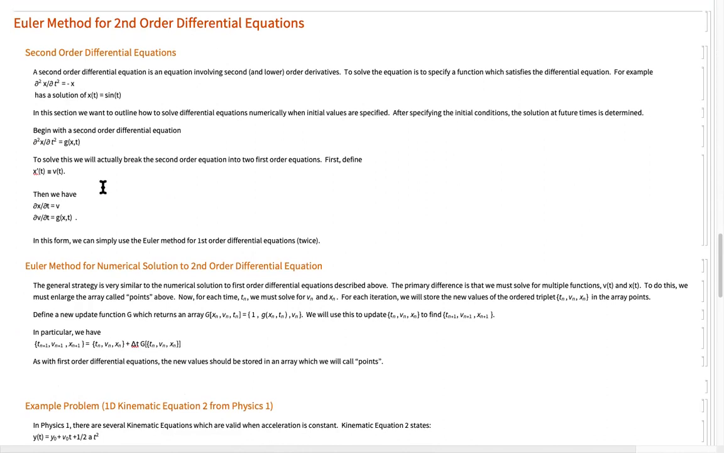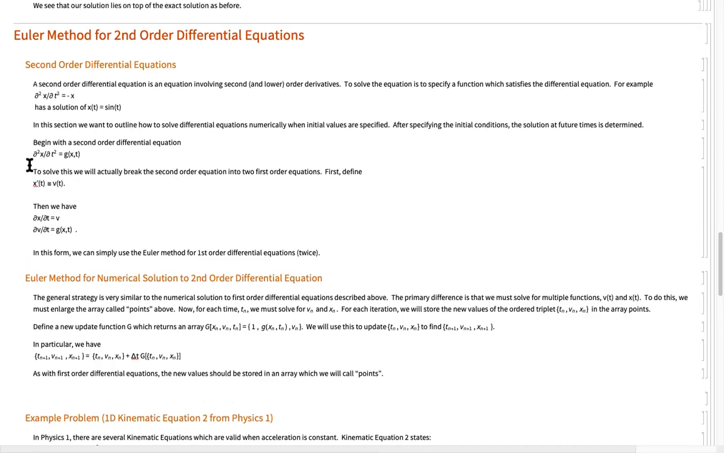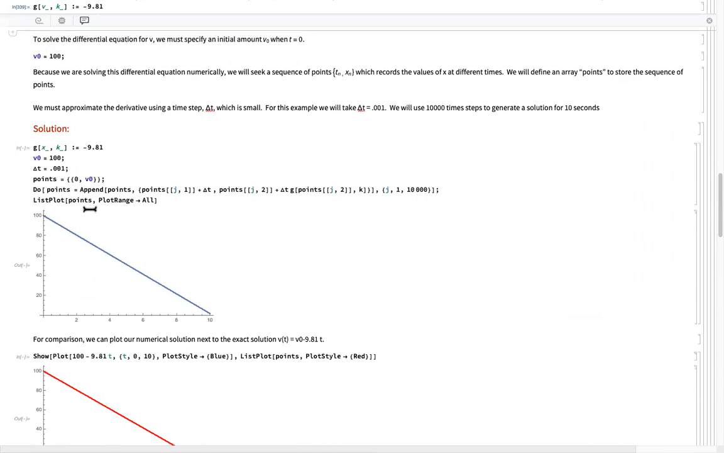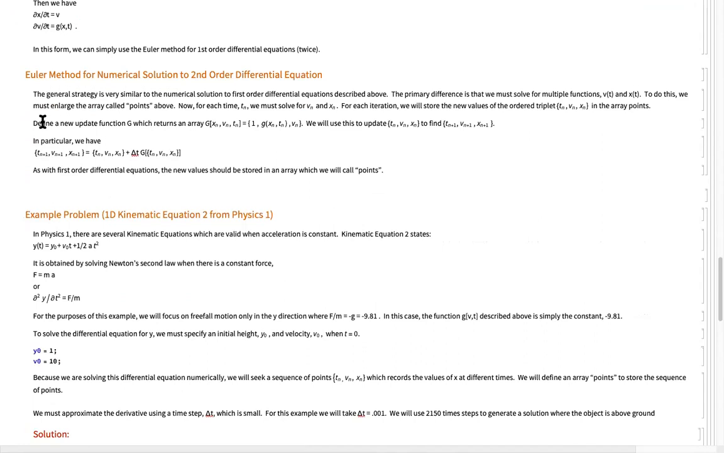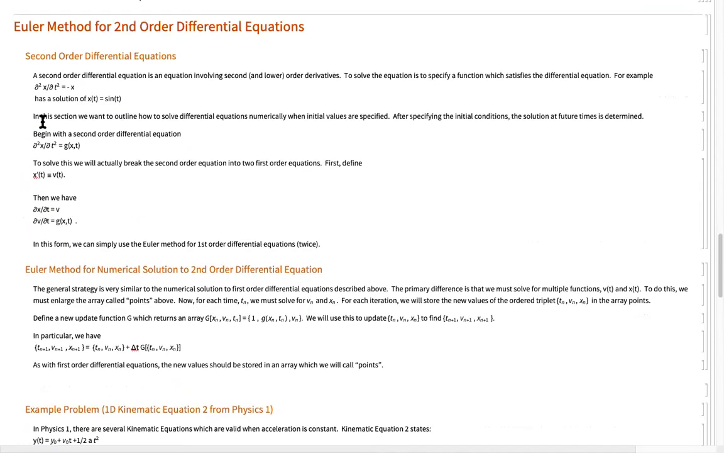Now, second order differential equations. We're not actually going to use the formula for a second derivative directly. Instead, we're going to split the second order differential equation into two first order differential equations. Each of those can be solved like we did above. Okay, so here's a differential equation. Well, we aren't actually going to solve this one, but that's okay.